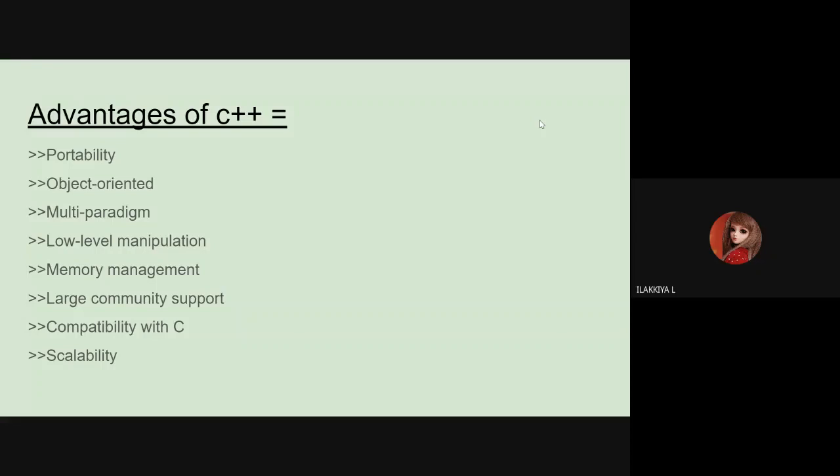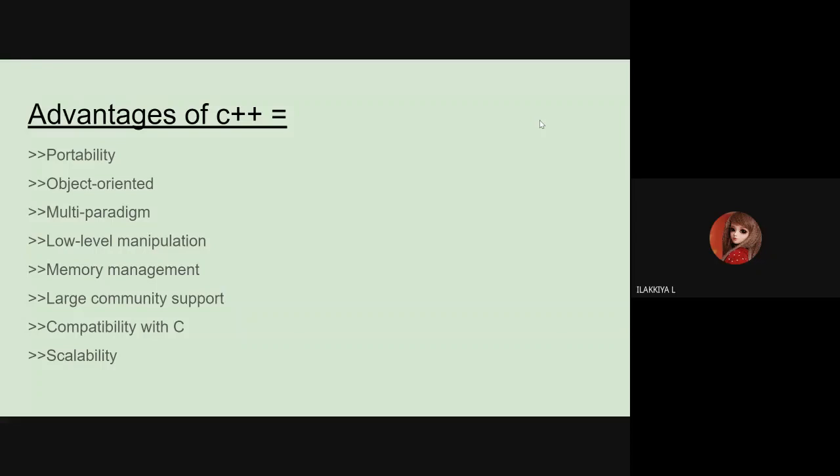The next advantage is scalability. Scalability refers to the ability of programs to scale. It means that a C++ program is capable of running on a small scale as well as a large scale of data. We can also build applications that are resource intensive.